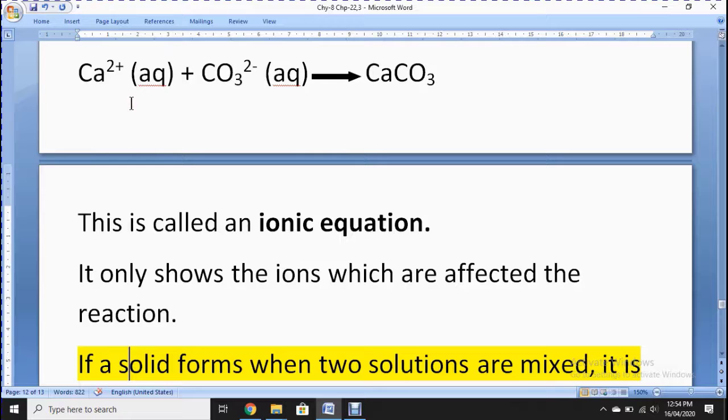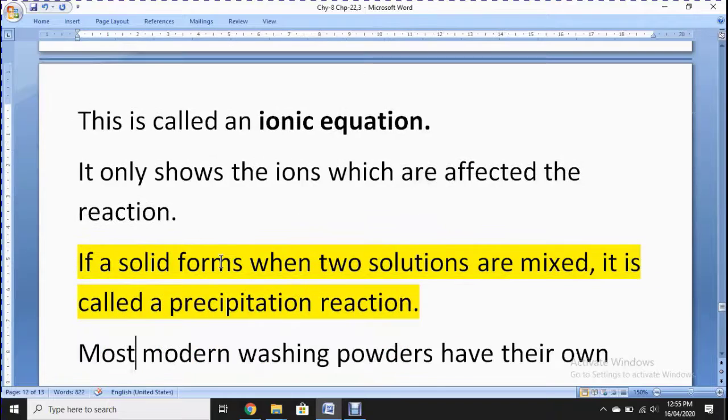What is an ion? When an atom gains or loses electrons, we name it an ion. So in the next form, you get a product that is neutral. It only shows the ions which affect the reaction. So here we just see the reaction, nothing else. If a solid forms when two solutions are mixed, it is called a precipitation reaction. When two liquids mix and a solid forms, like a precipitate, we name it a precipitation reaction.